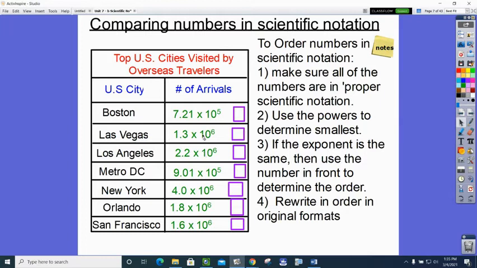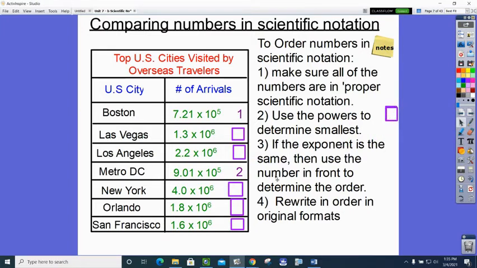Now, to order them, after you've made sure they're all in proper scientific notation, use your powers to determine, wait a minute, we want to go, in this case, from least to greatest. So find your smallest power of 10. And that would be Boston and Metro DC. Now, if the exponent is the same, use the number in front and see which is smaller. Notice Boston at 7.21 would be smaller than the 9.01. So Boston would be 1 and Metro DC would be 2.